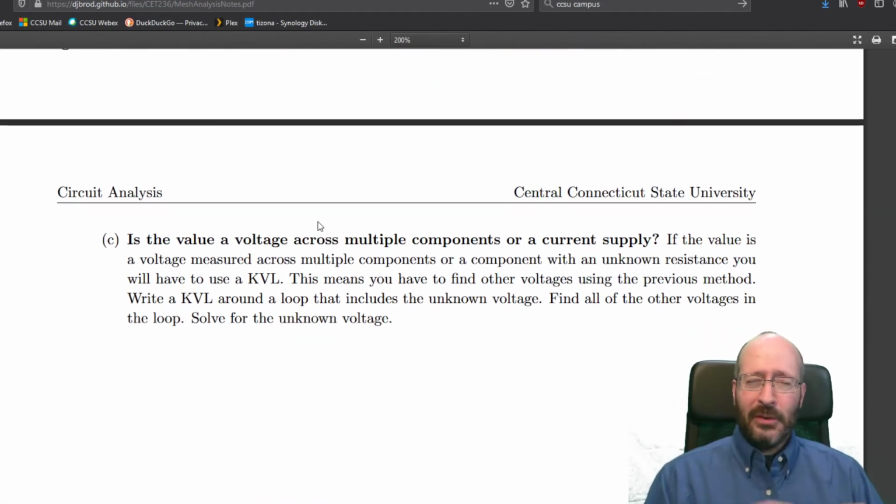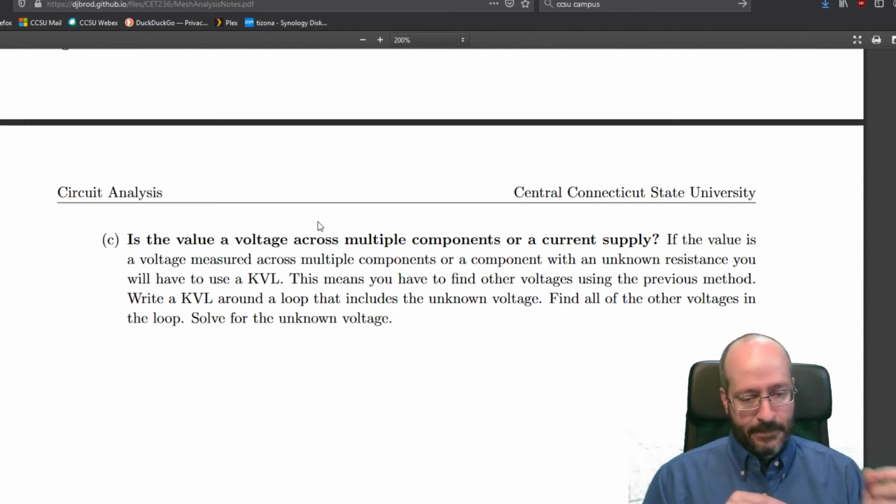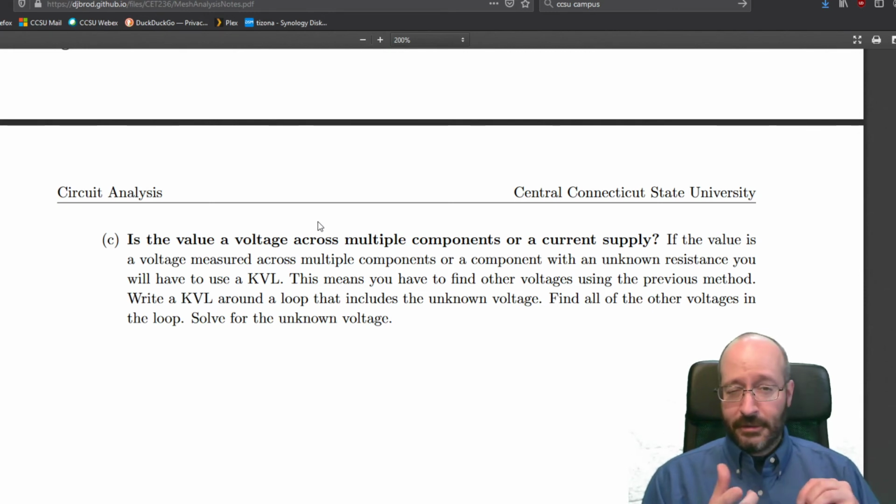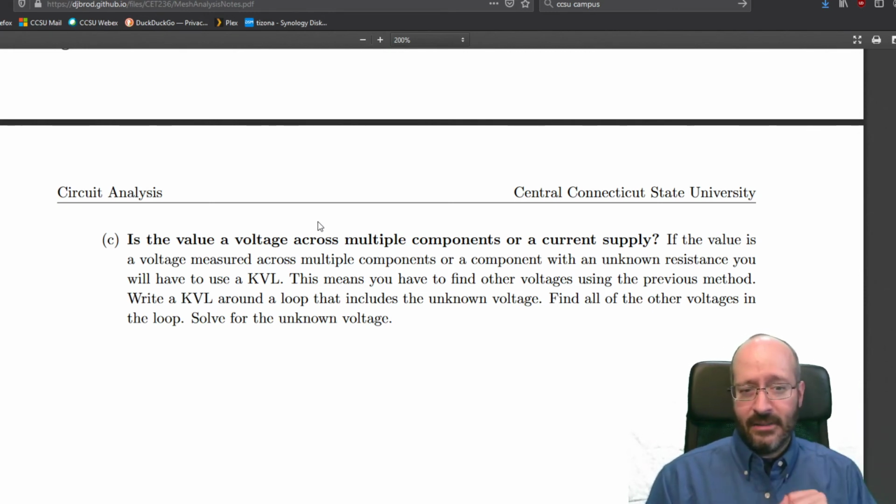If it's across multiple components, or if it's across a current supply, then you're going to have to write a KVL that includes the unknown voltage. And you'll have to use some of the other techniques to find some of the voltage drops. So if that loop that includes the unknown voltage has a resistor in it, you might need to go back and find the voltage across that resistor using one of the previous methods that I just mentioned.